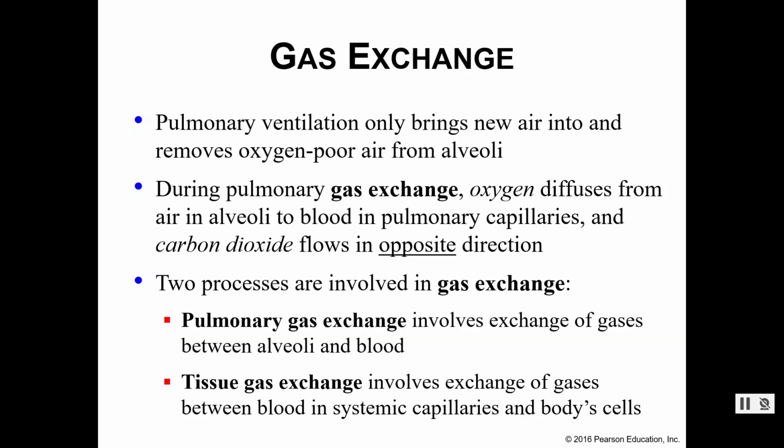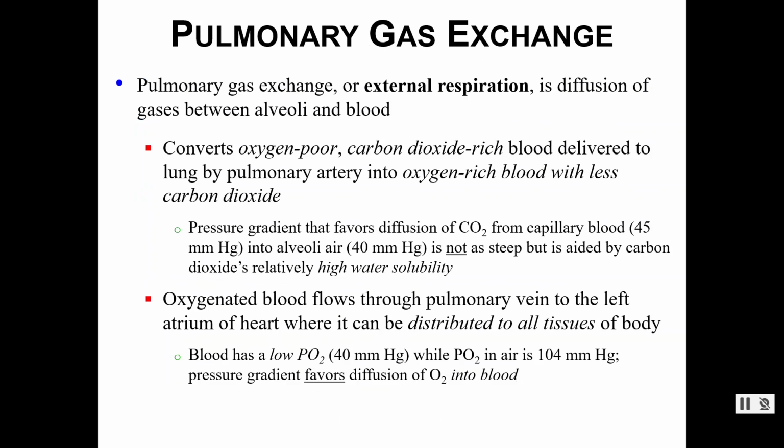And then we have to do tissue gas exchange. So then we take all that oxygen to the tissues and the body cells, drop the oxygen off, and pick up more carbon dioxide at the cells and tissues. So this would then be the tissue gas exchange. Sometimes we refer to pulmonary gas exchange as external respiration. That would be the diffusion of the gases at the alveoli and the pulmonary capillaries.